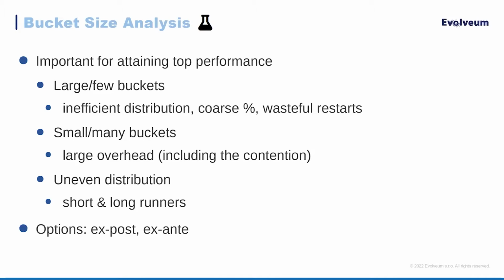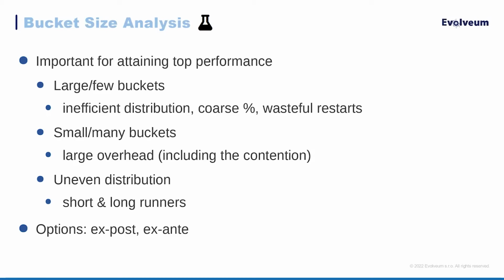Furthermore, in the case of uneven distribution, meaning a lot of small buckets and few very large ones, you can get the situation in which some of the workers finish very soon, and the remaining large buckets will be processed by 1 or 2, say, long runners. So the clustering will be ineffective.